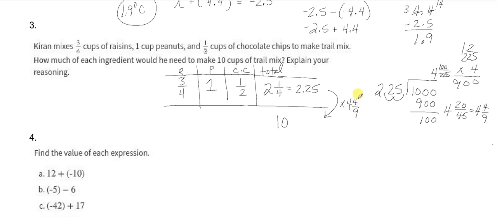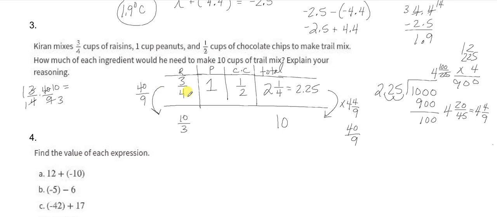It might be easier to think of it as 40/9. That might be an easier number to work with. That's our constant of proportionality, so we need to multiply all of these by 40/9. So we got to do 3/4 times 40/9. 3 goes into that once, goes into that 3 times, 4 goes into that once, goes into that 10 times. So we get 10/3 cups of raisins.